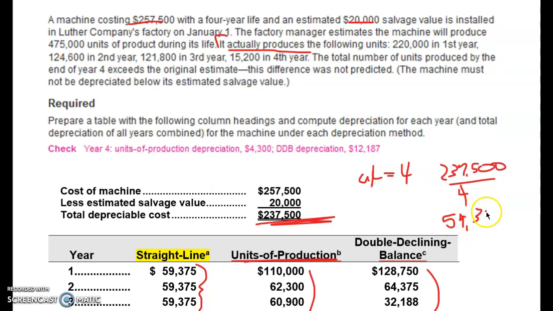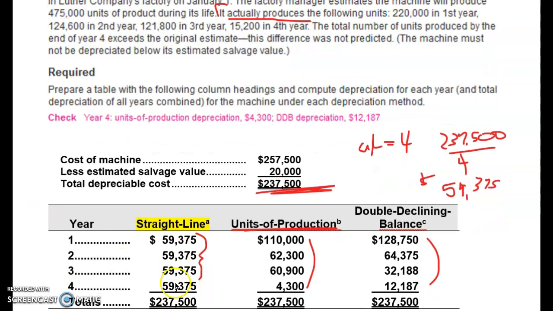divided by 4 equals 59,375. And grab your calculator. Don't just sit here passively watching the video. Make sure you calculate it. Make sure you get 59,375. Now, you'll get that every single year, all 4 years. And mathematically, it adds up to 237,500. Again, why is it 237,500? Because that's what we depreciate. At the end of year 4, every one of these adds up to 237,500. So it's cost less salvage value.